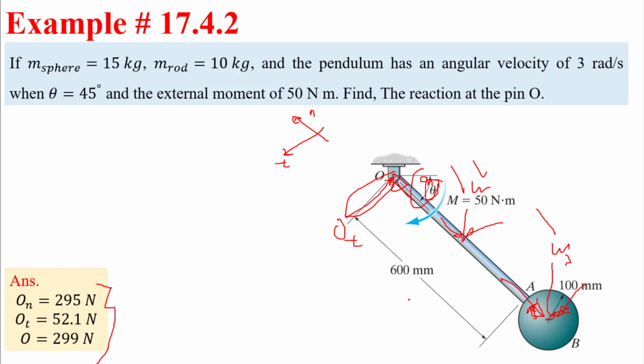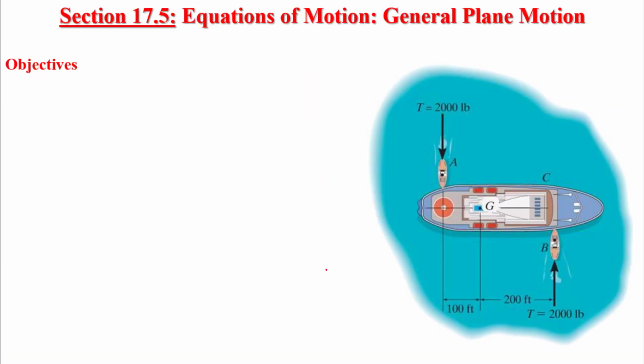That's it for section 17.4. Let me start with the new section, section 17.5. This is the last section in this chapter. Again, equation of motion, but now for the last type of motion, which is the general plane motion.